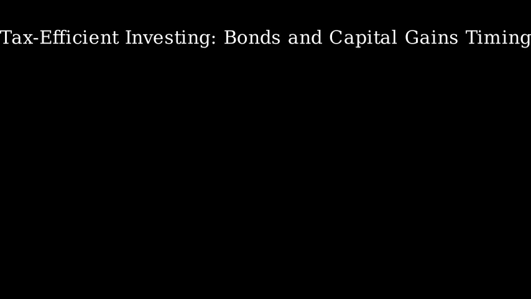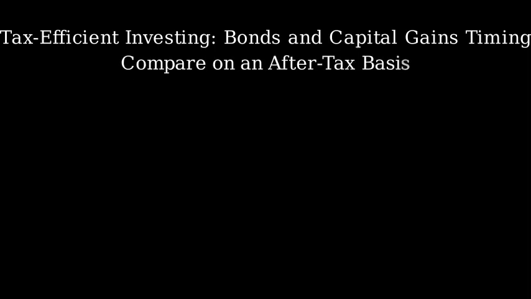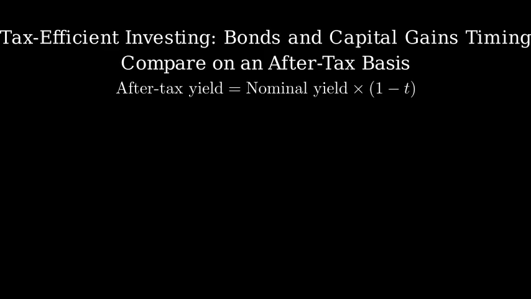Problem 1. Dennis is comparing municipal bonds, which pay 8.55% and are typically tax-exempt, with taxable corporate bonds from Coca-Cola that pay 11.40%. To compare fairly, we convert the taxable bond to an after-tax yield using the formula after-tax yield equals nominal yield times 1 minus t, where t is the marginal tax rate.